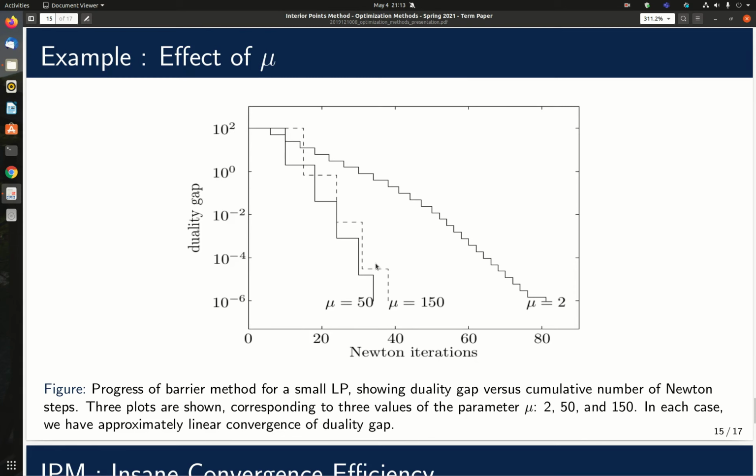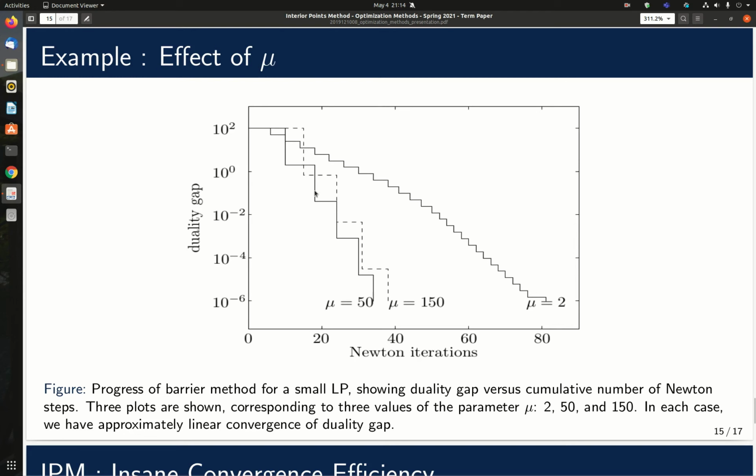Now if you see, for smaller values of mu, although the number of Newton iterations taken per recentering is less, the reduction of the duality gap, that is of m by t, is less in each iteration. Whereas for larger values of mu, although it takes more Newton iterations per recentering of the x value, it reduces the duality gap by a large amount.